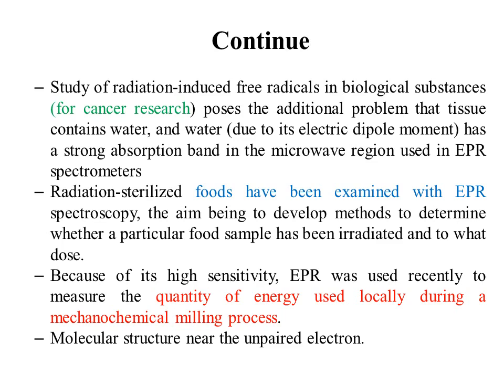Radiation sterilized foods have been examined with EPR spectroscopy, the aim being to develop methods to determine whether a particular food sample has been irradiated and to what dose, because of its high sensitivity. EPR was used recently to measure the quantity of energy used locally during a mechanochemical milling process. It is also used to determine molecular structure containing unpaired electrons.